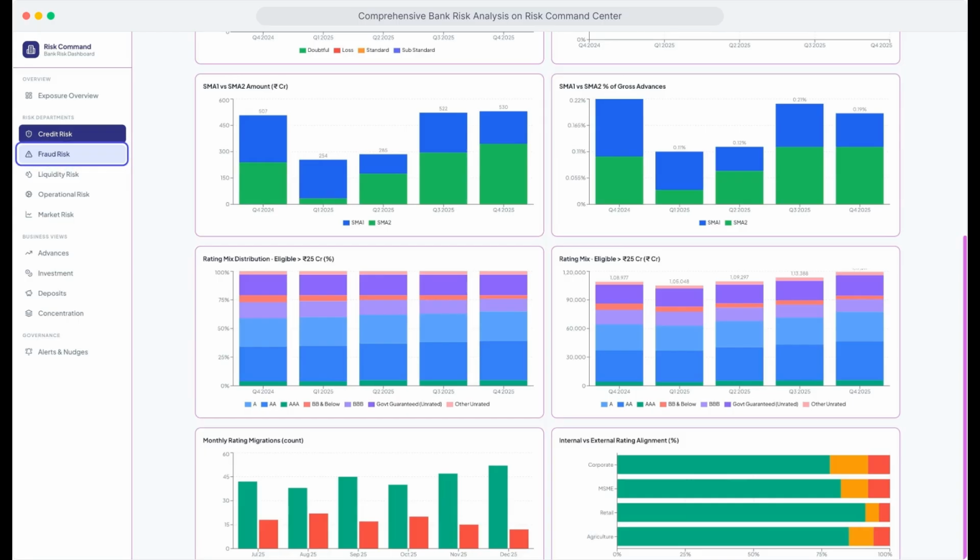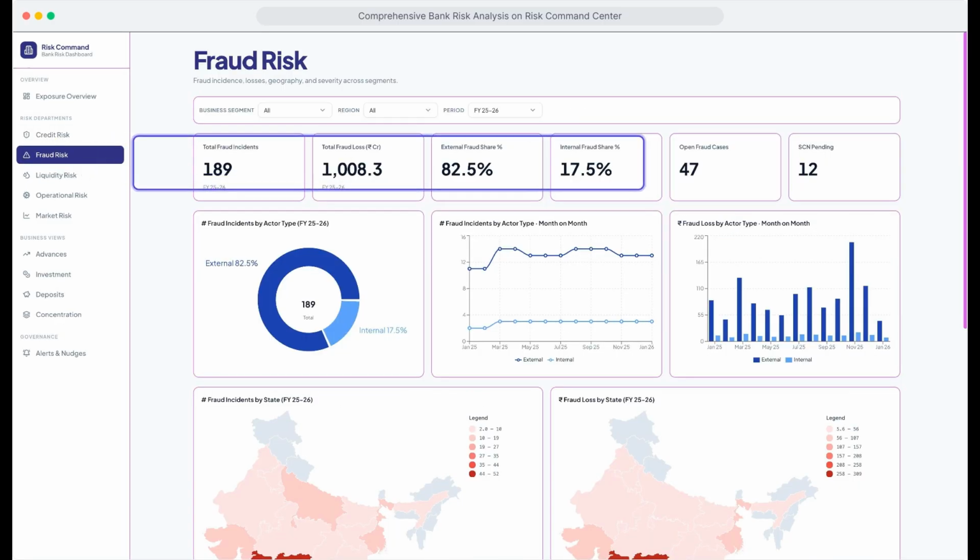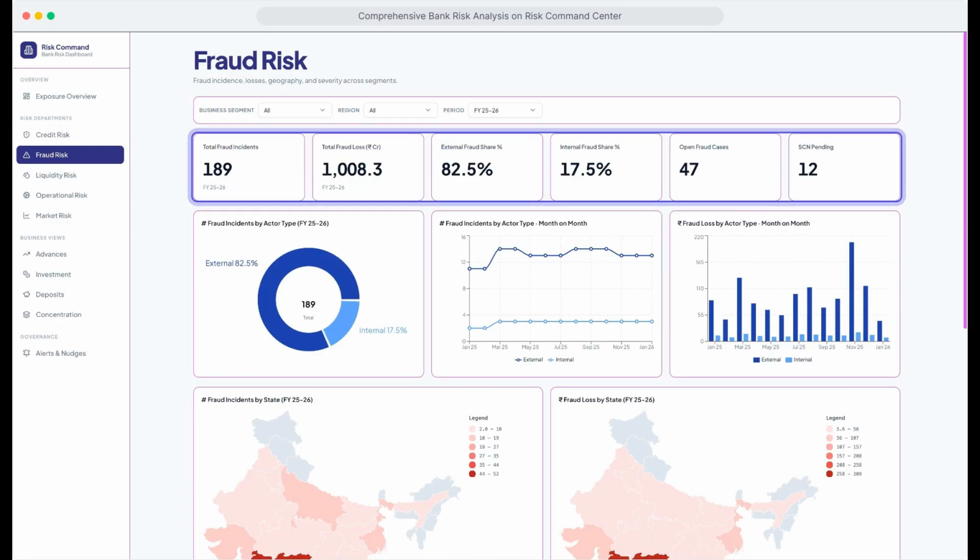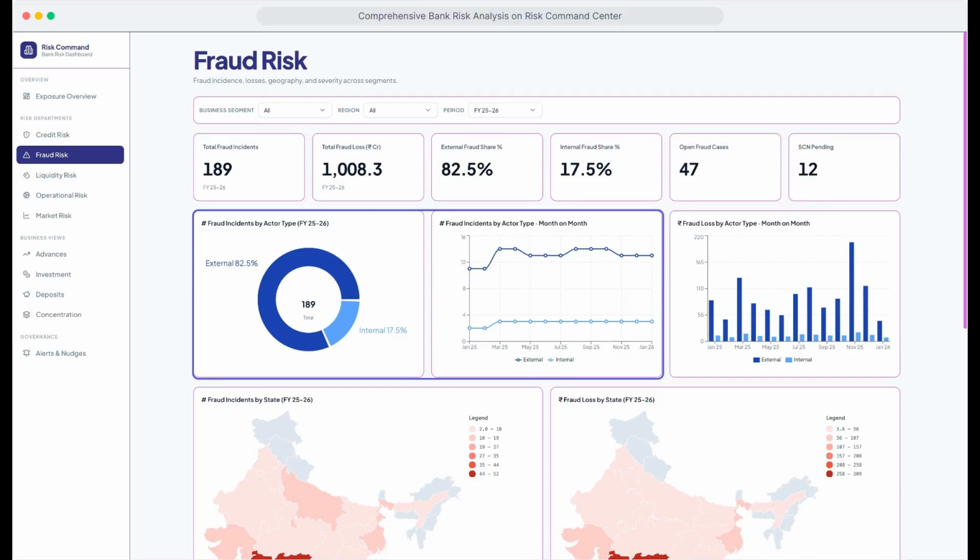The goal is not only to count fraud cases, but to identify where fraud is concentrated and whether new patterns are emerging. The top cards show total fraud incidents, total fraud loss, external fraud share, internal fraud share, open fraud cases, and SCN pending. This gives leadership a quick view of fraud materiality, open workload, and whether the fraud profile is driven more by external or internal actors. The fraud actor type chart shows the split between external and internal fraud.